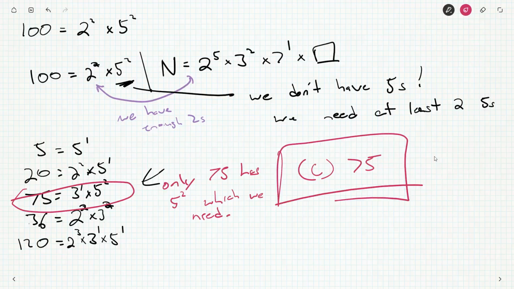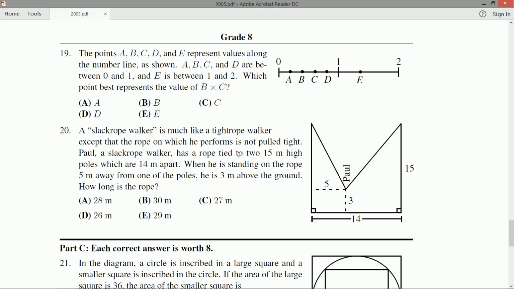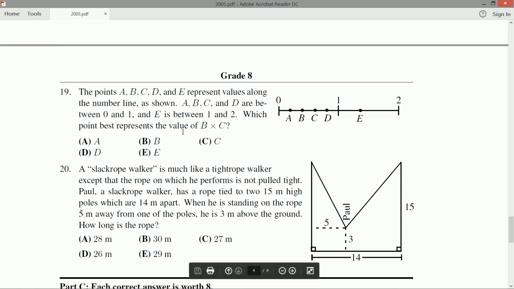All right. So that's question 18 done. We've got 7 more to go on this contest, 2 more in part B, and then we get up to the part C questions, which are worth more, but we'll leave that for the future.